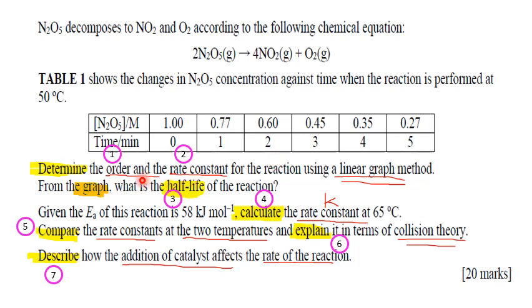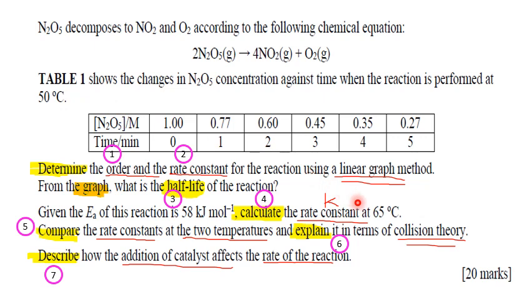So determine the order and the rate constant for the reaction using the linear graph method. So no choice, you have to do the linear graph. And then based on the previous information, there are no hints for the order of the reaction. So okay, never mind, we continue first. From the graph, what is the half-life? So you have to determine the half-life based on the graph. Okay, given Ea of the reaction is 58 kilojoule per mole. During class, I already told you all, if the Ea is given in kilojoule, you must times 10 to the power of 3 or times 1000, to become joule per mole. Okay, calculate the rate constant at 65 degrees Celsius.